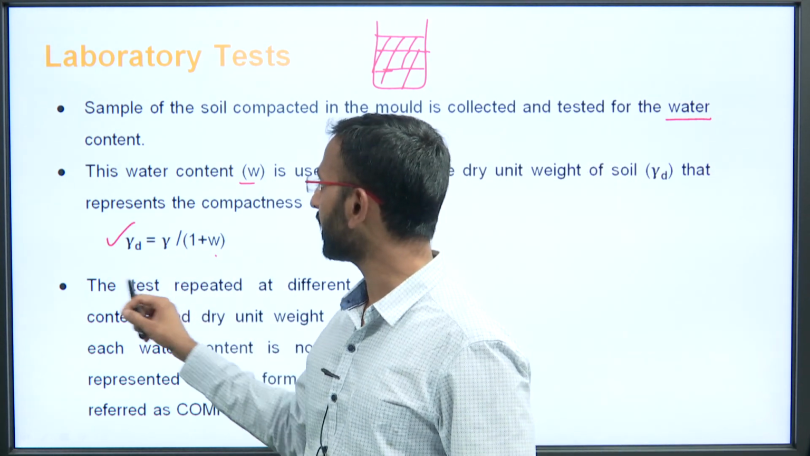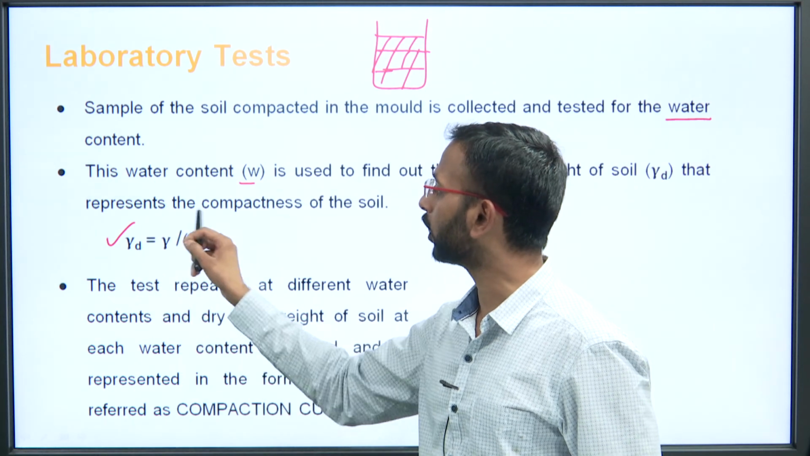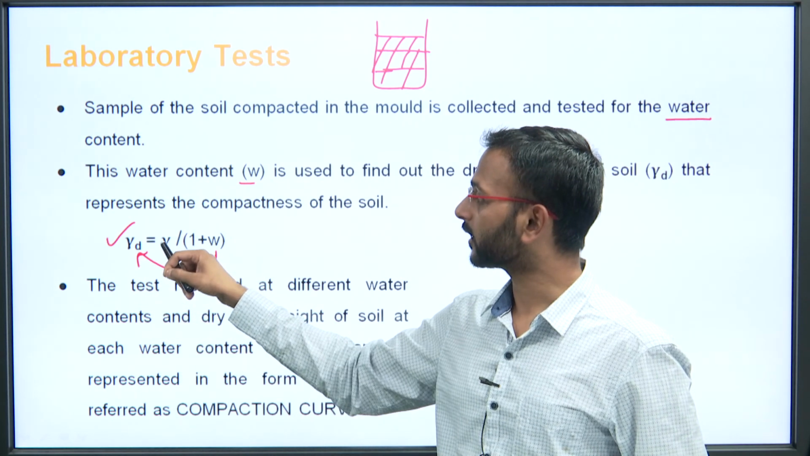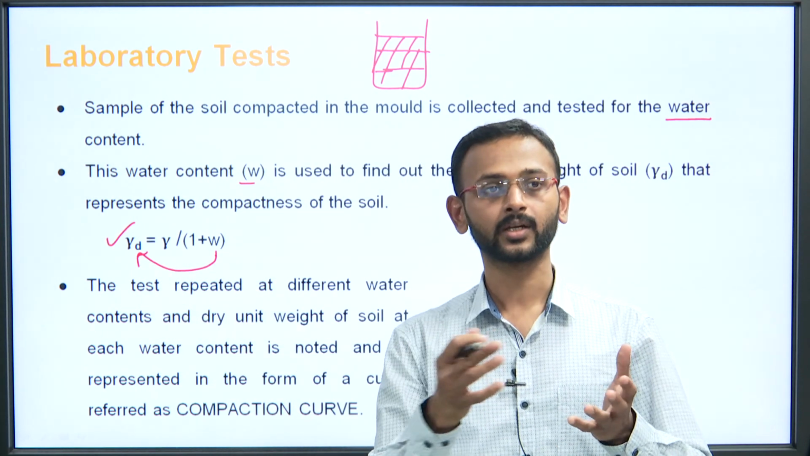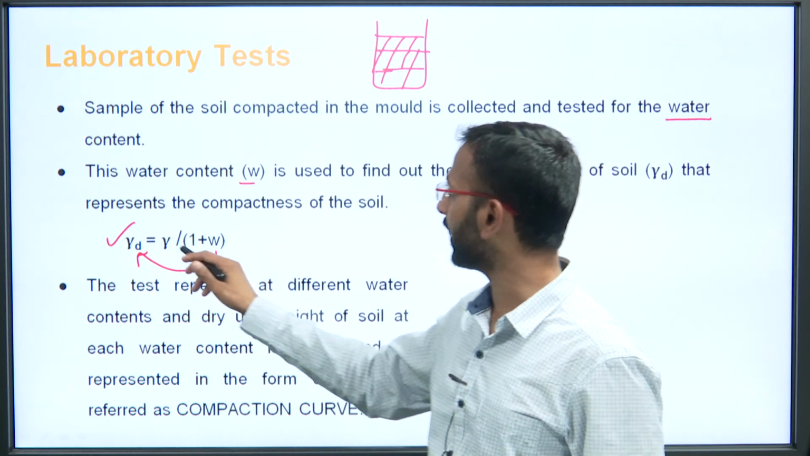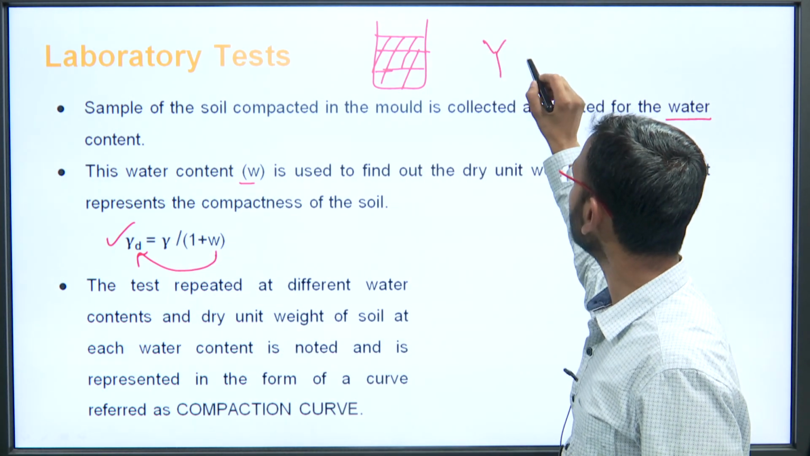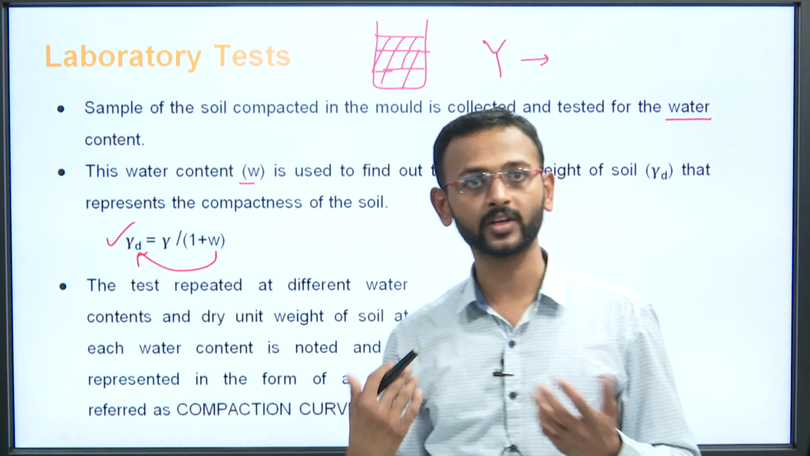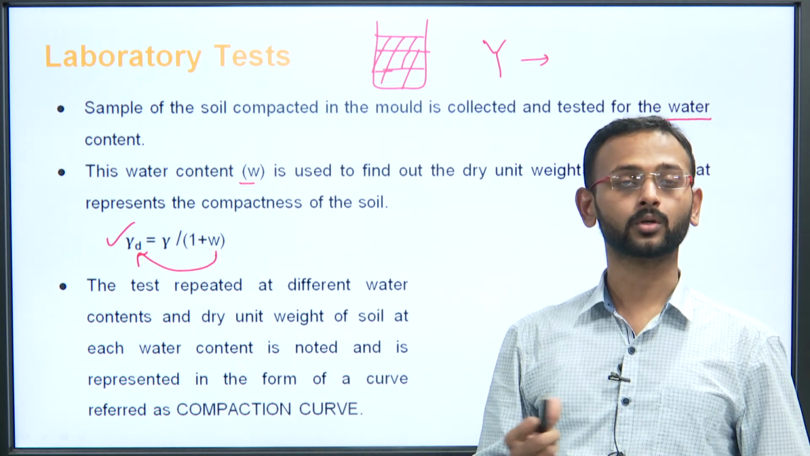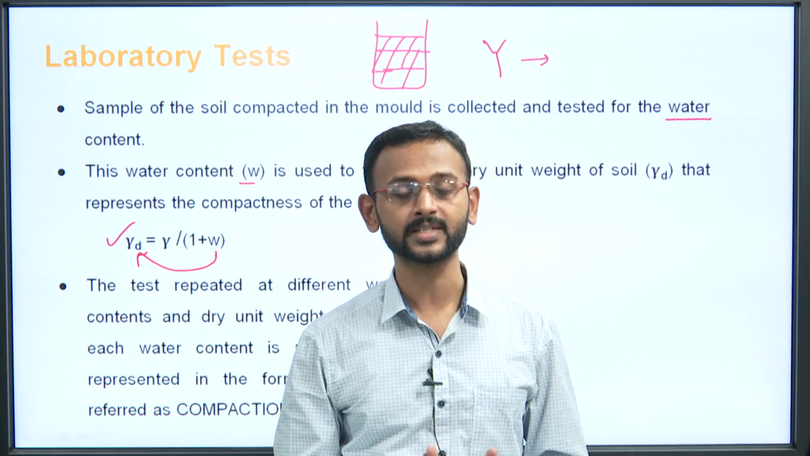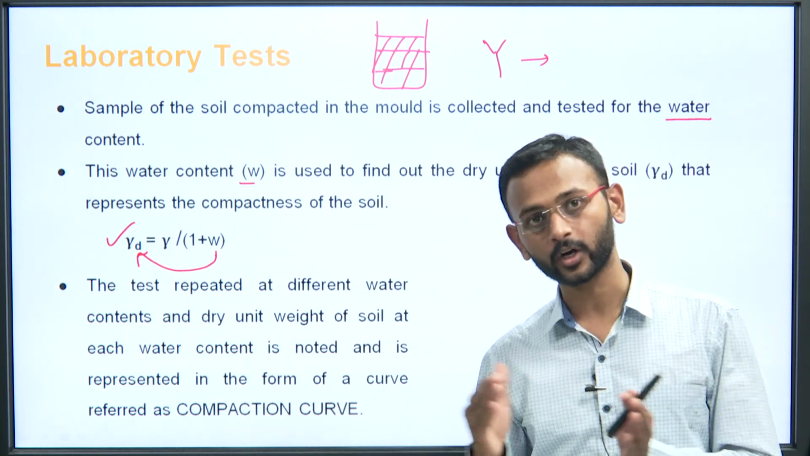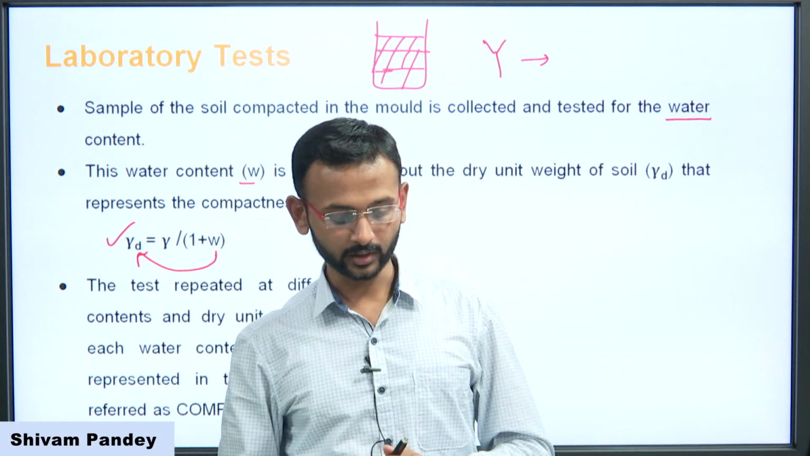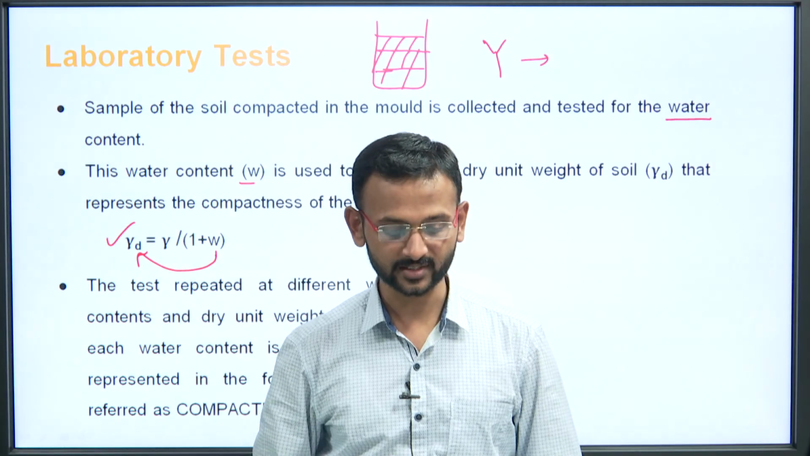Why do you need to find the gamma d value or the water content value? Because water content helps in finding gamma d, and gamma can change. Let us say if there is rain, the value of the bulk unit weight will change to some other value, but the dry density of the soil will always remain the same. So the test will be repeated at different water contents, and the dry unit weight of the soil at each water content will be noted and represented in the form of a curve, that is the compaction curve, which we will refer to in the next class. Thank you.